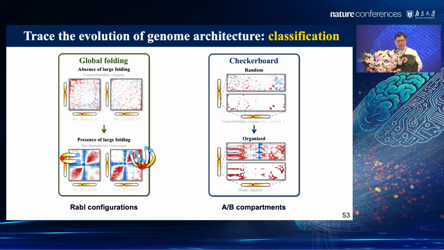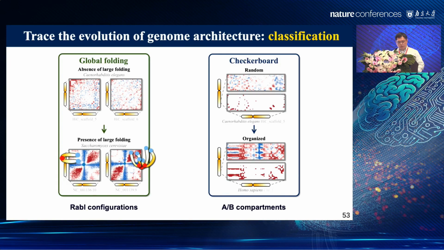What we found by doing the classification of more than 1,000 species is that there are two major folding categories. One is the so-called global folding. When you look at it, it looks like the chromosomes fold by themselves, with the centromere going to one side and the telomere going to the other side. This is actually well known in the field, in yeast, in bacteria, and so on. And we also found another very widely adopted pattern, the so-called checkerboard, with vertical and horizontal lines. This is actually correlated to the compartments.